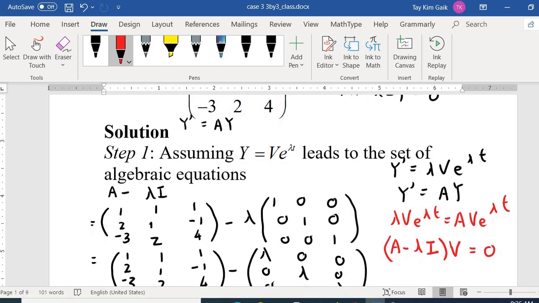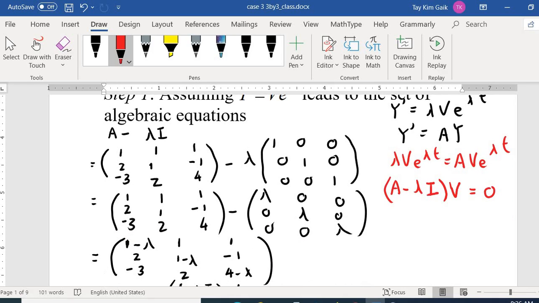Here we show how to find A minus lambda I. This is the matrix A minus lambda. Initially, after canceling exponent lambda t, we have A v minus lambda v. We cannot subtract directly, because A is a matrix and lambda is a constant, so you must make it the same dimension. So multiply lambda with the identity matrix, so that you can do the operations.